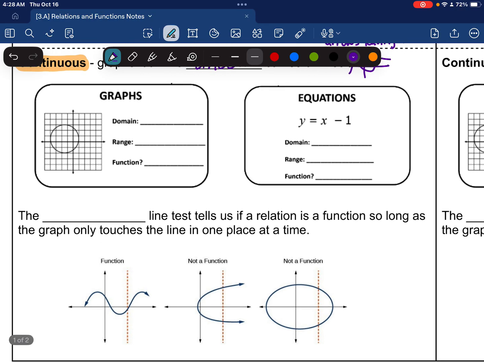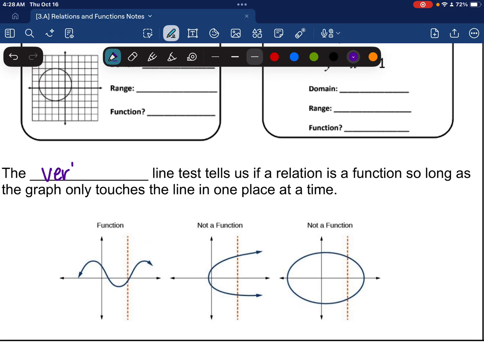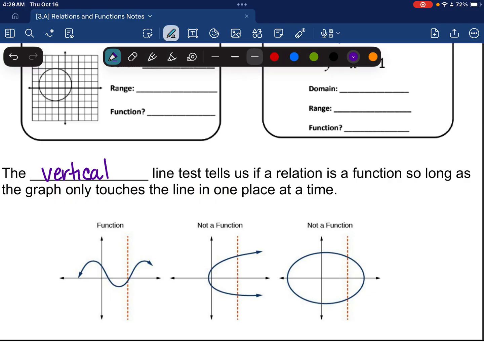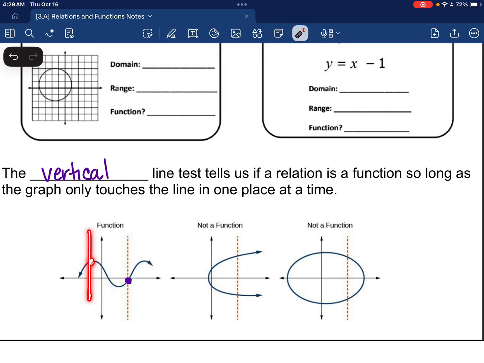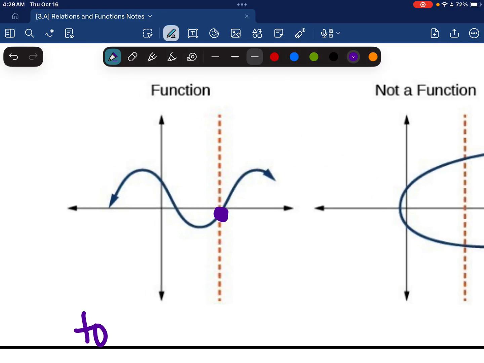All right, now in order to tell if something is a function, there's a certain test that we use called the vertical line test. What the vertical line test says is if you take your pencil and you pass it over the graph, what we're looking for is will the graph only touch it once, ever? So for example, on this one, this is a function because no matter where I draw a vertical line, it's only touching that line once. Okay, so I'm going to write the word touches once here.